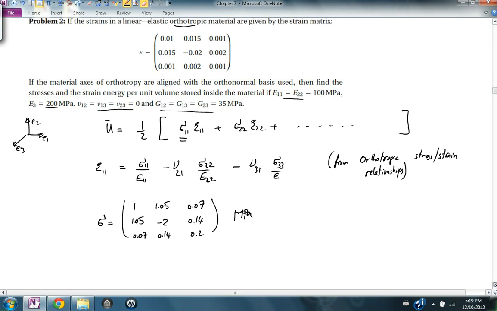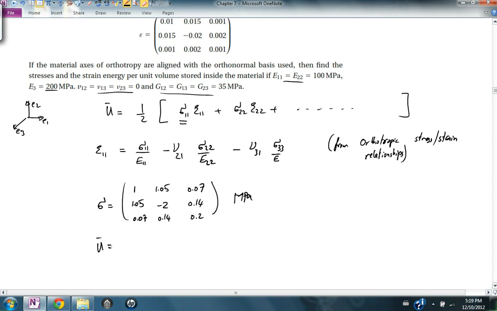and U, which is equal to half each component multiplied by the corresponding strain component, 1 over 2, the sum from i, j equal 1 to 3 sigma ij epsilon ij. This will be equal to finally 0.0412 mega Newton meter per meter cubed.